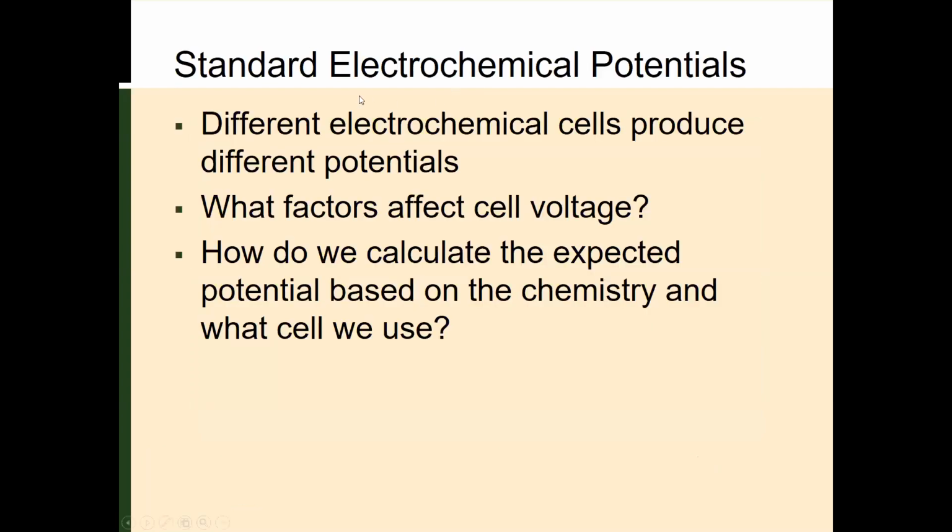Okay. So let's move on from the batteries and let's go back to some calculations that we're going to do. Standard electrochemical potentials. And different elements are going to give you different electrochemical voltages. What factors affect that? Well, it has a lot to do with the amount of attraction that the atoms have for the electrons, the ability to lose electrons, but we're not going to go through all that again. Just suffice it to know that different elements have different potentials. But how do we calculate that?